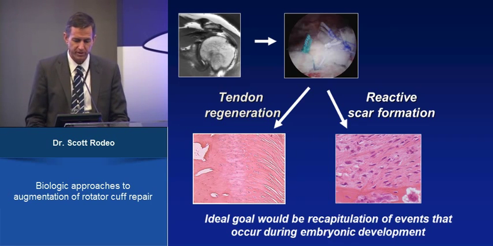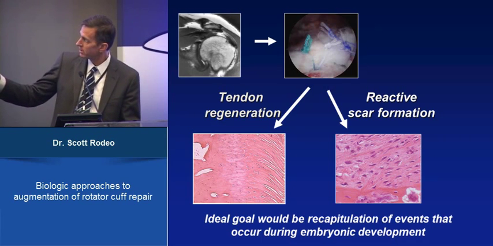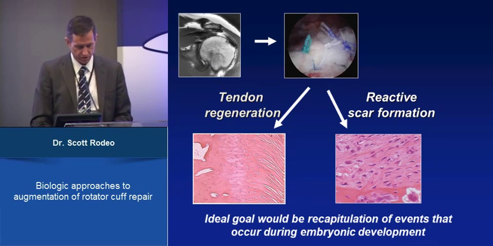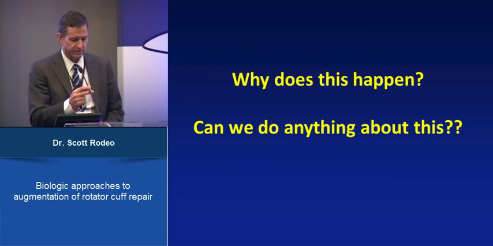Our goal will be to recapitulate the events that occur during embryonic development. How can we have our tendons recreate this normal insertion site? That's our charge this morning. So why does this happen, and is there anything we can do about this?